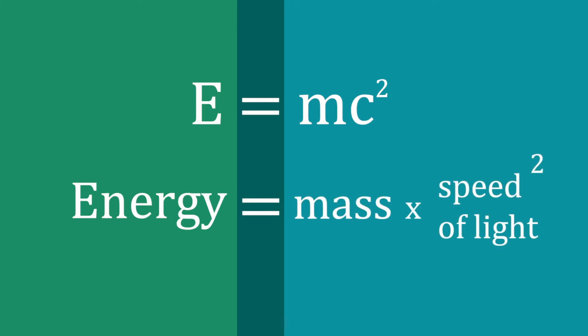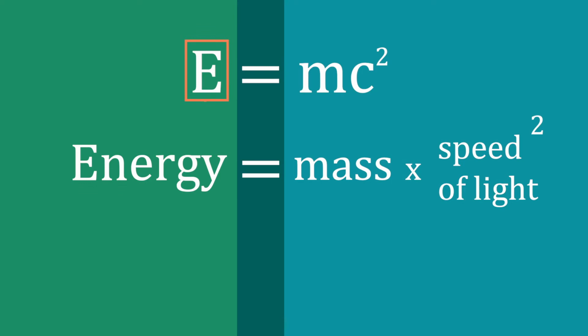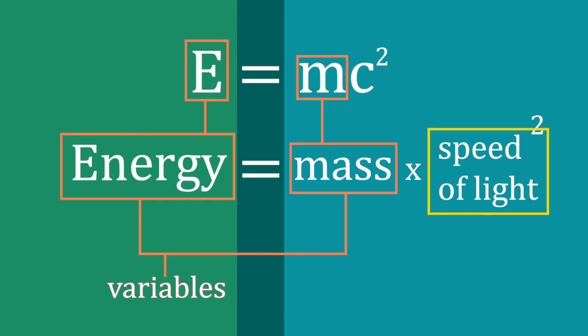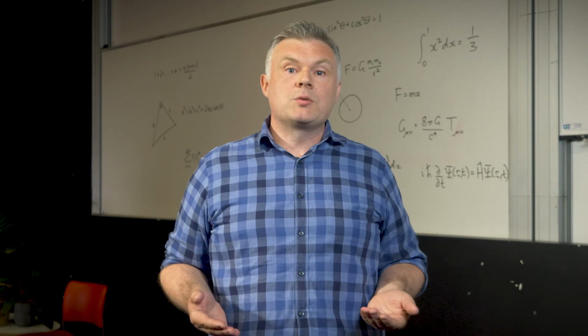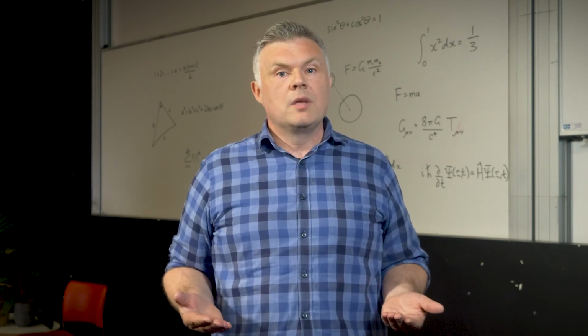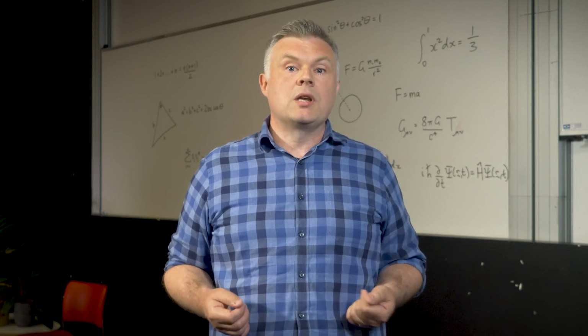An equation typically consists of a mix of variables and numbers, or constants. In Einstein's equation, E, standing for energy, and m, standing for mass, are the variables, and the speed of light c is a constant. While equations can be fun to just stare at, in mathematics we actually want to do something with them. In particular, we want to solve them. This means finding values for the variables which make both sides of the equation equal.